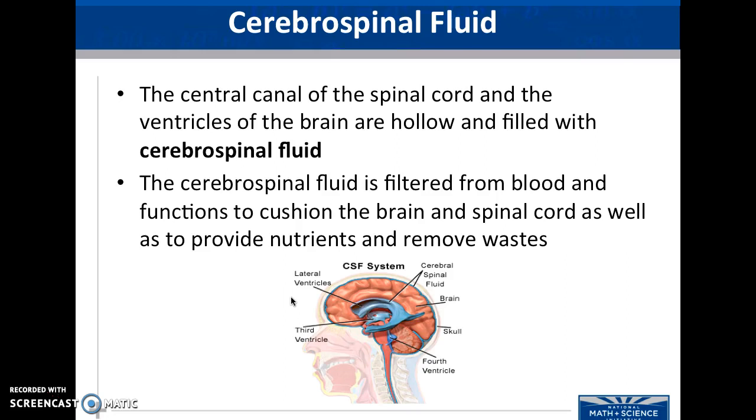The central canal of the spinal cord and the ventricles of the brain, which are hollow, are filled with this stuff called cerebral spinal fluid. And this spinal fluid basically is filtered from the blood, and it protects the brain, it provides a cushion, and it provides nutrients and removes waste because it's kind of cycling through these cavities all the time.